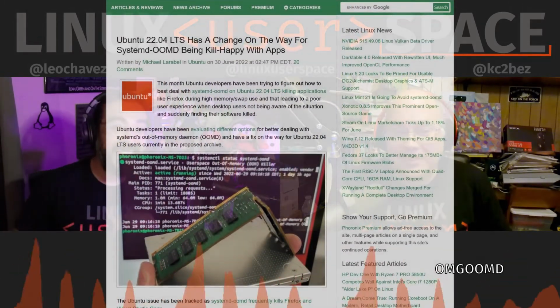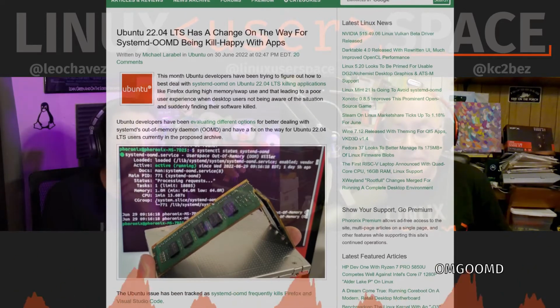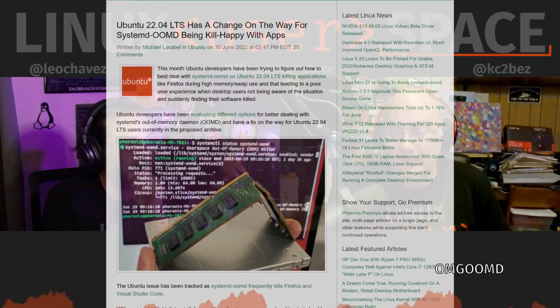All right, this next topic, OMG. So I'm going to have to lean on you a little bit on this one, but I have been watching what's been happening with the new Ubuntu release, and specifically how they are trying to address an issue of apps just going poof. Yep, poof. So what we're talking about is systemd OOMD.